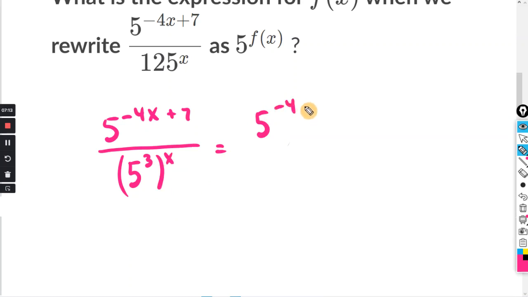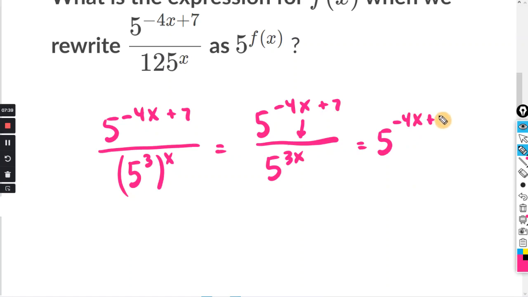All right. So now same numerator, haven't changed it: 5 to the negative 4x plus 7. And in the denominator, these exponents are just multiplied. Okay, so that's just 5 to the 3x. And now we're in business. Since we have the 5s matching, we can just subtract these exponents going down. Okay, so we have 5, and we have negative 4x plus 7, and that is minus 3x.